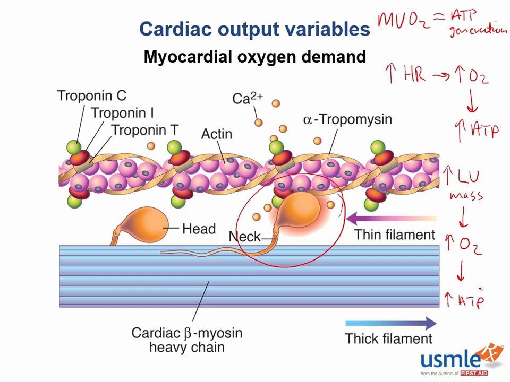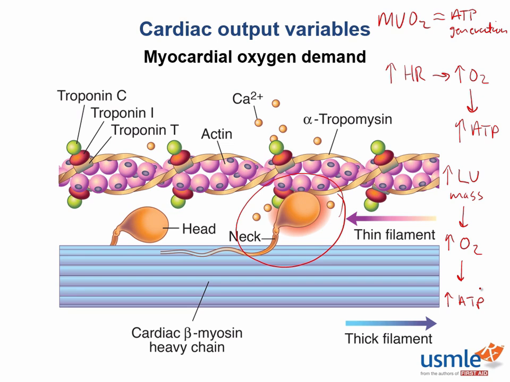This is also why myocardial oxygen demand increases in situations where you have increased contractility or force. In this scenario, you have increased cross-linking of myosin, which is therefore going to use more ATP and therefore more oxygen. You also have increased oxygen demand with increased afterload because the heart has to squeeze harder to get blood out of the left ventricle.